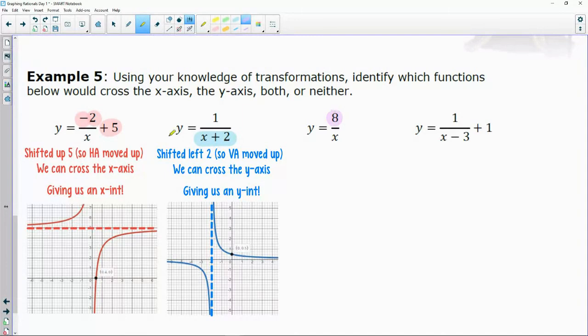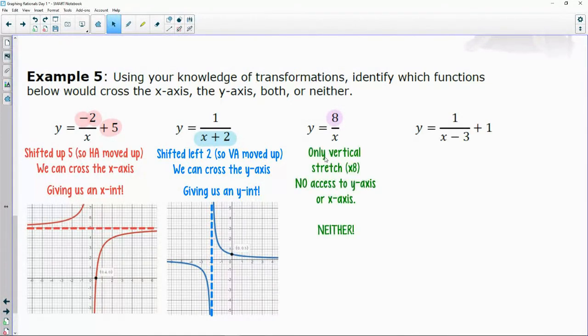I'm not shifting things left or right. I'm not going up or down. I'm just going to make the graph very wide and I'm going to stretch things out. So because I'm not moving up or down, I'm not going to have access to the x or the y axis. I'm not shifting things over. So this one is neither. It won't cross. It'll look just like the parent function, just kind of stretched out a bit.